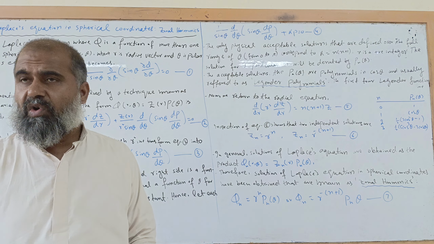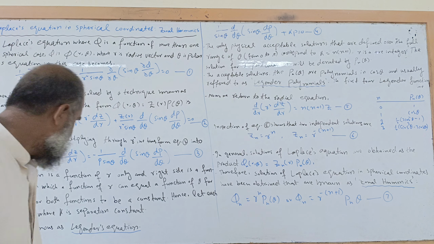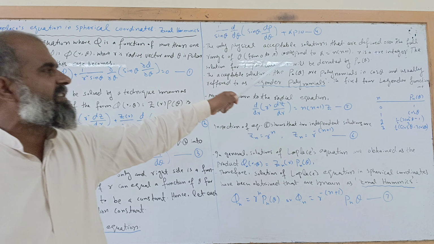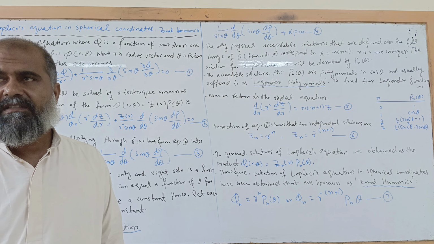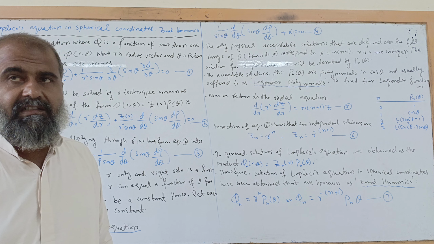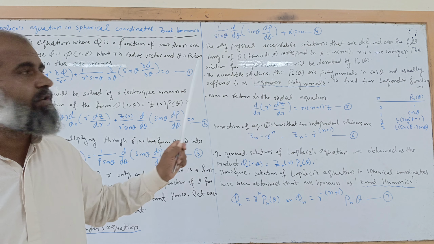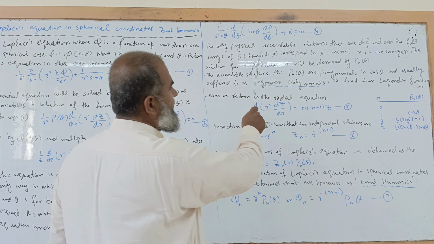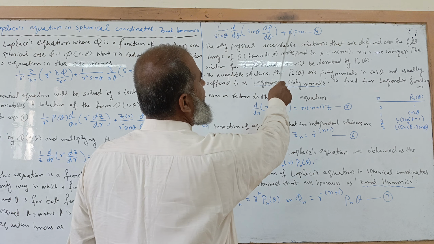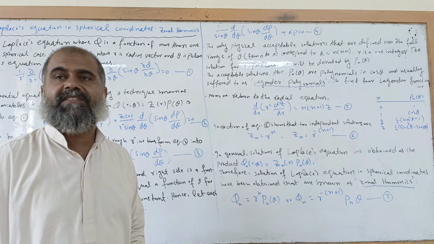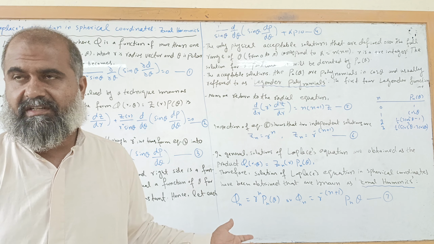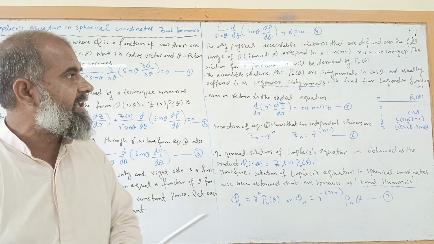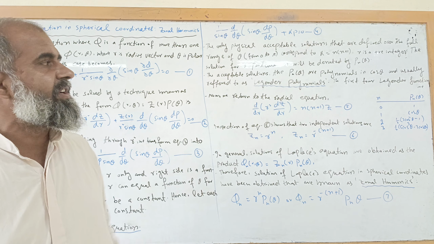Now we will have to solve this Legendre equation, and the solution is possible when theta's value is from 0 to pi, because it's a polar angle and its value should be from 0 to pi. This is only possible when you take this k equal to n into n plus 1, where n is a positive integer.